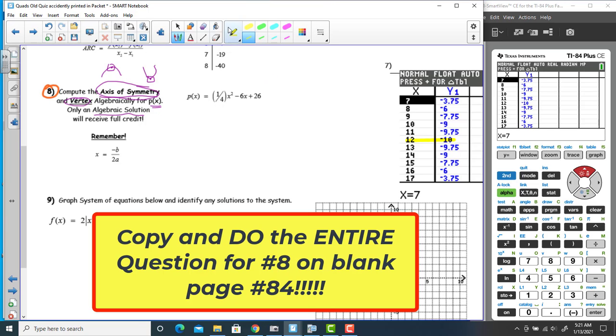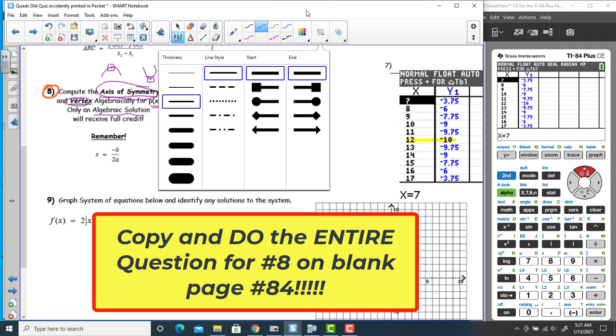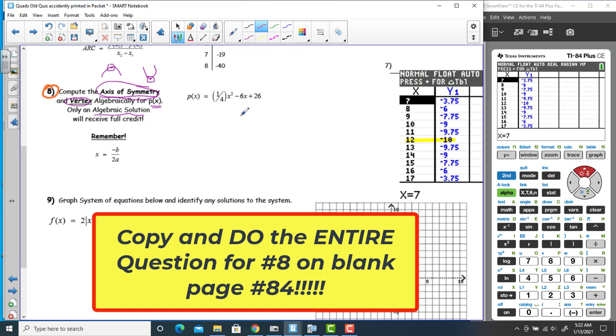What we have to do is find that same information algebraically, because everything in this class should be able to be done, observed, or computed algebraically, or in a table of values, or on a graph. The algebraic opportunity to determine the axis of symmetry and the vertex comes from the axis of symmetry formula, x equals negative b over 2a.